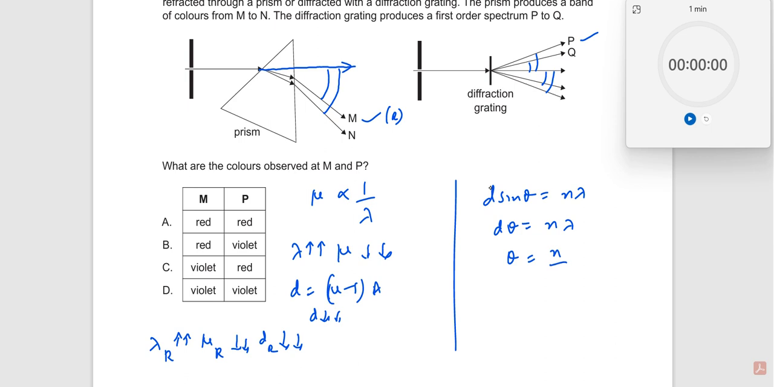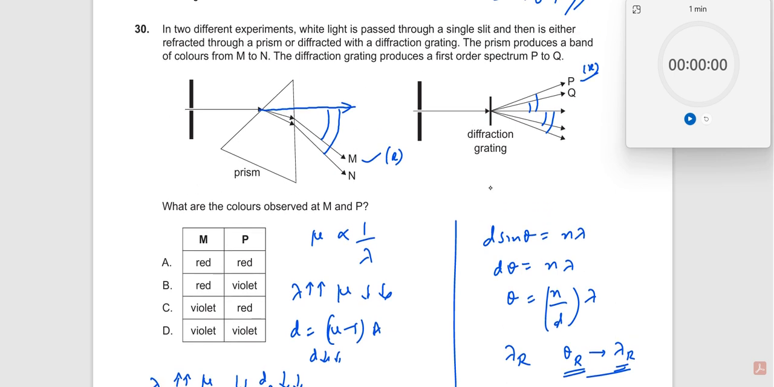So theta is equal to n by d into lambda. So n is constant, d is constant. The theta is proportional to the value of lambda here. Now, amongst the visible spectrum, which one has the largest wavelength? Lambda red has the largest wavelength. So now what will happen? Theta r will correspond to lambda r, right? The maximum angle of deviation will be found for the red wavelength. See, this is your maximum angle, seen for the red wavelength. So it corresponds to red over here. Thus the answer here is M is also red, P is also red.